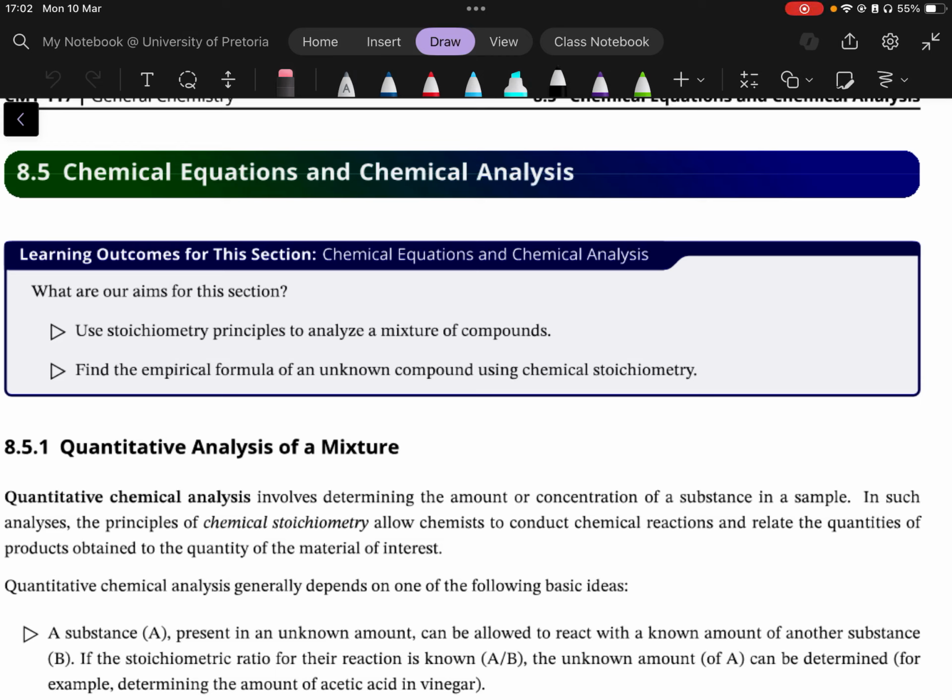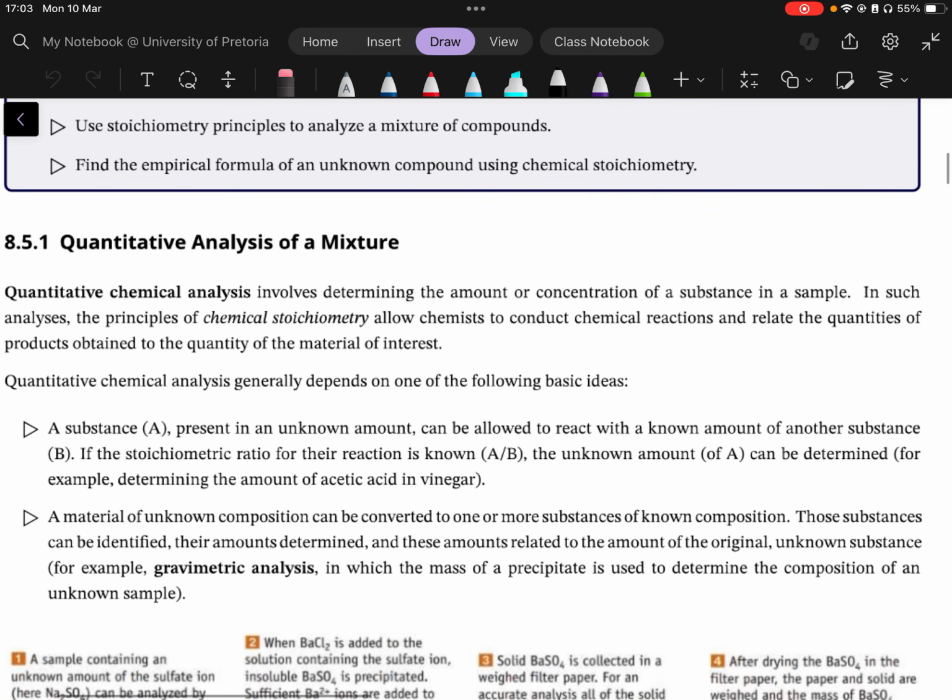All right, so let's look at how we can use our chemical equations to do some chemical analysis, some actual applications. So now that we've got our stoichiometry ready to go and you understand all stoichiometric concepts, we can look at some applications. We look at two different ones, and they all fall under the idea of quantitative analysis, essentially.